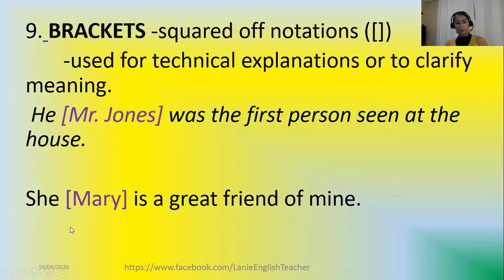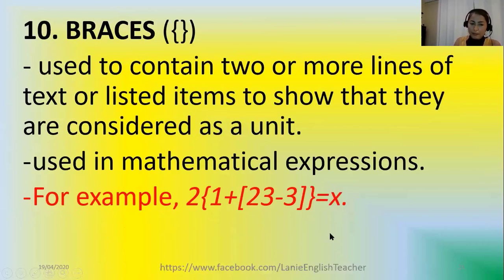Another example we have here is: She [Mary] is a great friend of mine. So Mary here is just an additional explanation which refers to she. If we remove this from the sentence, it doesn't change the meaning of the sentence, right?